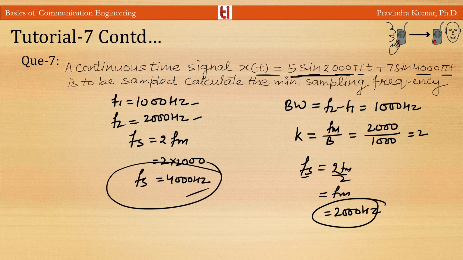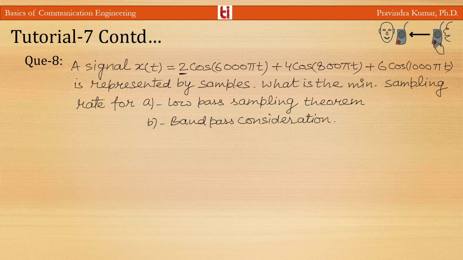So there is a difference between using the low pass sampling theorem and the band pass sampling theorem. But if the harmonics related result is the same, then both methods will give you the same result. Now the question is, a signal x(t) = 2 cos 6000 pi t plus 4 cos 800 pi t plus 6 cos 10,000 pi t is represented by samples. What is the minimum sampling rate for the low pass sampling theorem and for the band pass concept?